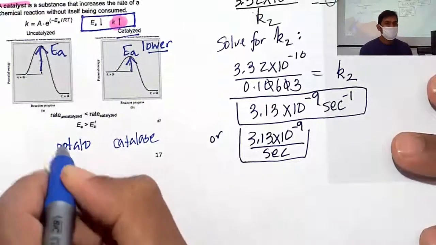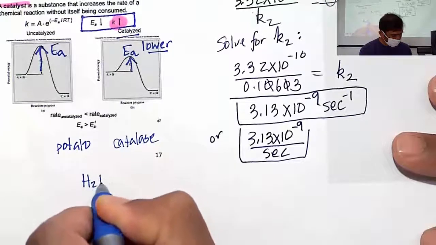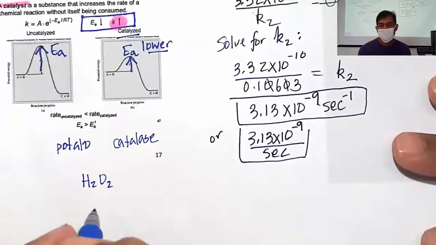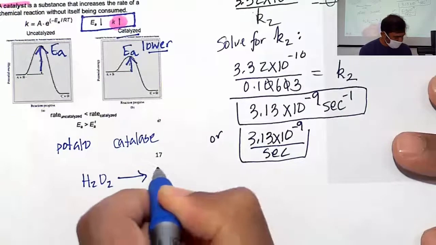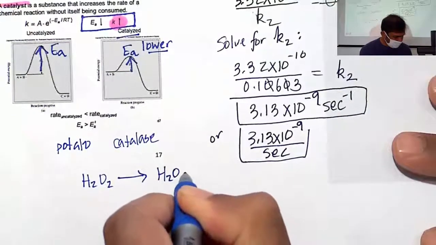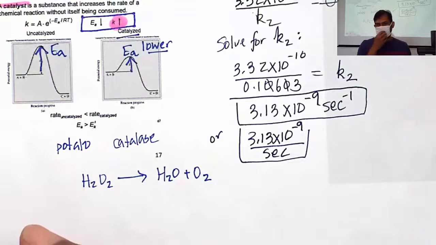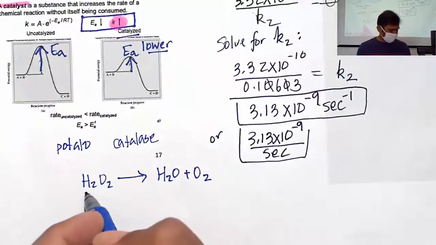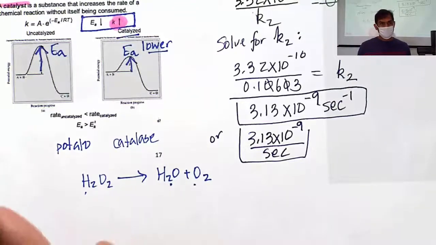So you can buy this potato from Walmart or whatever grocery store. You can also buy H2O2 from Walmart or whatever your favorite store is. And the H2O2 actually decomposes to H2O and oxygen. That happens very, very slowly. That's why when you go to Walmart, you're buying hydrogen peroxide, you're not buying water and O2, because this reaction is so slow.